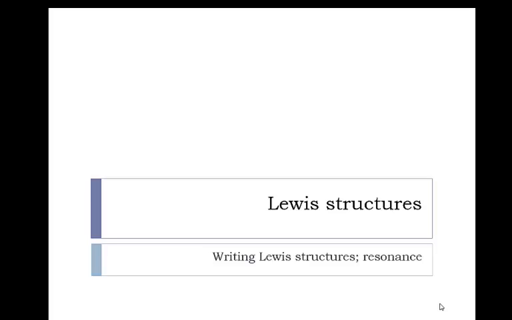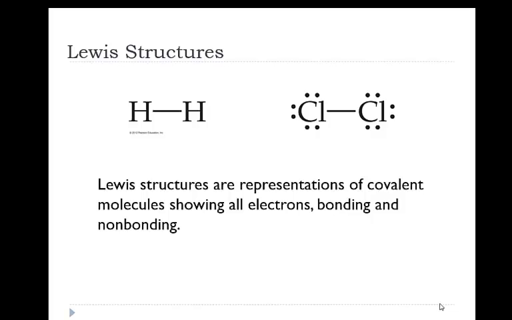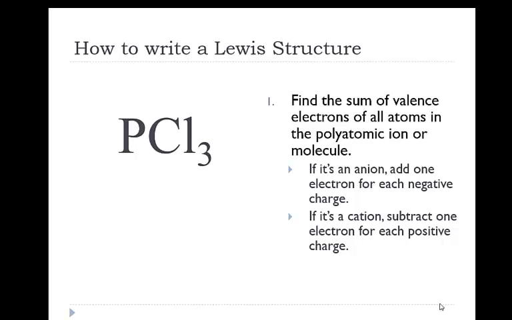What we are doing here is a review of Lewis structures: how to write a Lewis structure and how to do resonance structures. A Lewis structure is a representation of covalent molecules, and it shows all the electrons, the bonding and the non-bonding. Lewis structures are incredibly useful, so it is important to know how to write a correct Lewis structure. Let's use an example of phosphorus trichloride.